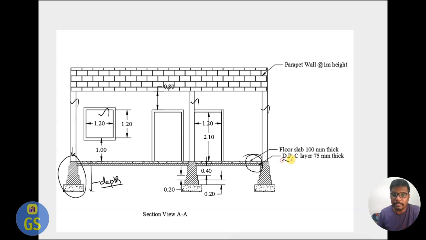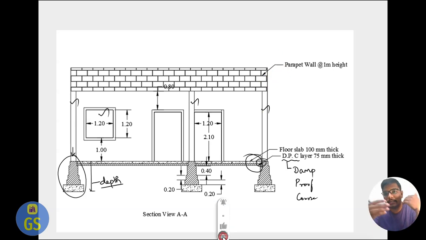So what is DPC? DPC is nothing but a damp proof course. What is this damp proof course? It is to resist rainwater and the penetration of groundwater from the surface, from the ground level contact or soil pressures. So these DPC layers are provided at the bottom portion. A similar kind of DPC is also provided on the rooftop in order to resist the rainwater.